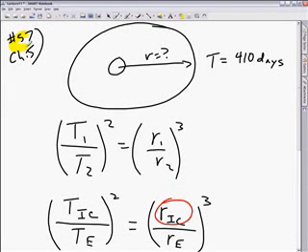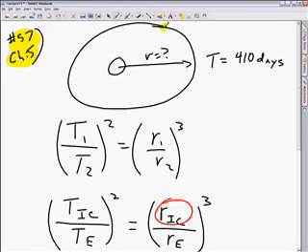Okay, let's take a look at number 57 in Chapter 5. 57 says, the asteroid Icarus, though only a few hundred meters across, orbits the Sun like the planets. Its period is 410 days. What is its mean distance from the Sun?